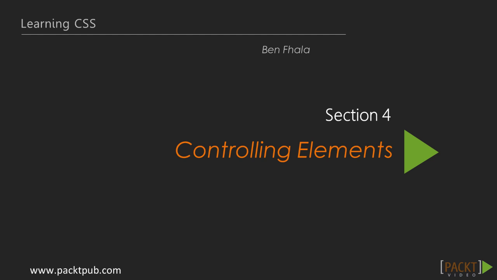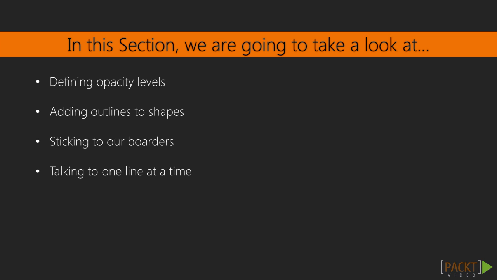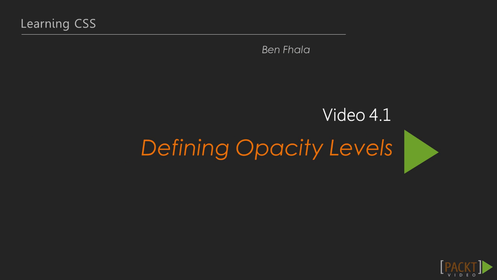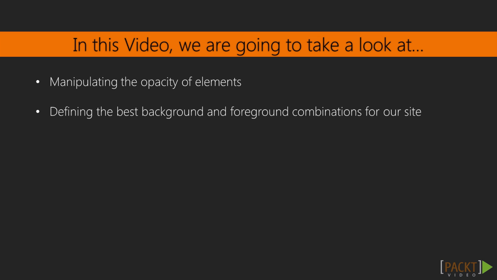In the last chapter, we talked about backgrounds and we spent a lot of time talking about colors and color theory. In this chapter, we move on, continuing to manipulate elements as we start off with manipulating its opacity. So let's jump into it and see, how does that work? How do we change the opacity of elements?